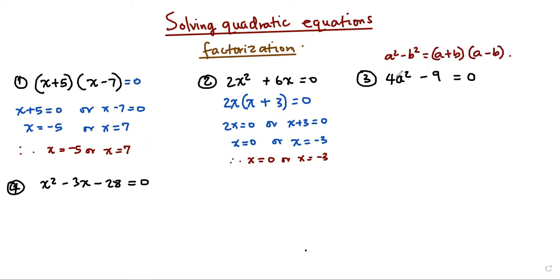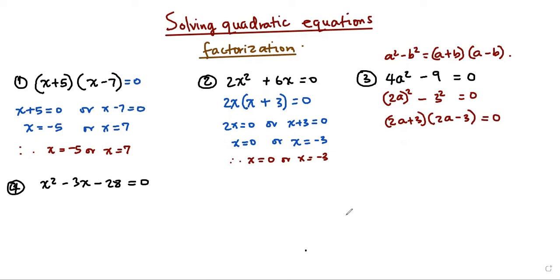So if I have 4a squared, it means that I have 2a squared, because 2 squared is 4, and a squared is a squared. So 4a squared is the same as 2a squared. Then when I have 9, I can write it as 3 squared. So this is equal to 0, and now I have 2a plus 3 into 2a minus 3.